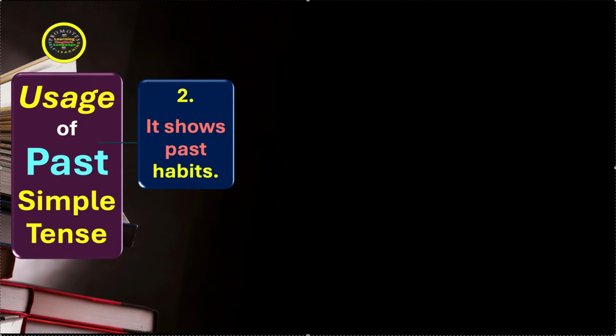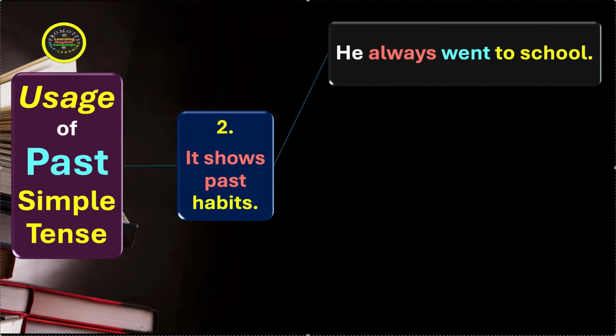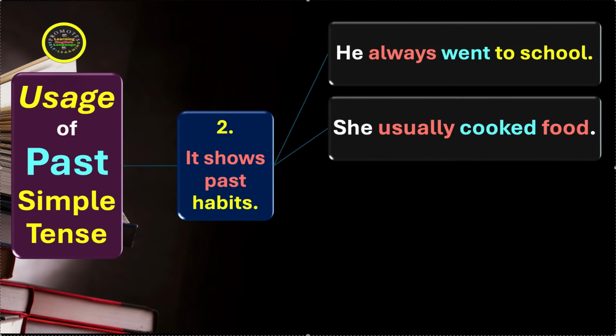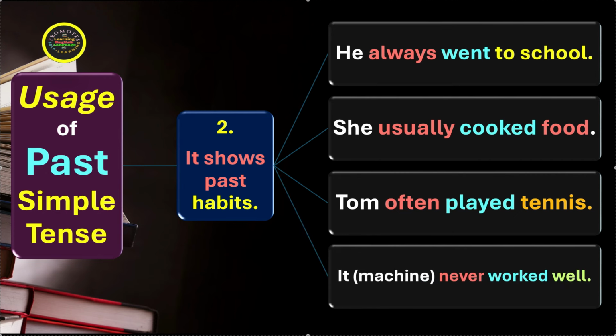We move on to the next usage of past simple tense. It shows past habits. How? Let's see. He always went to a school. She usually cooked food. Tom often played tennis. It, for machine here, never worked well.